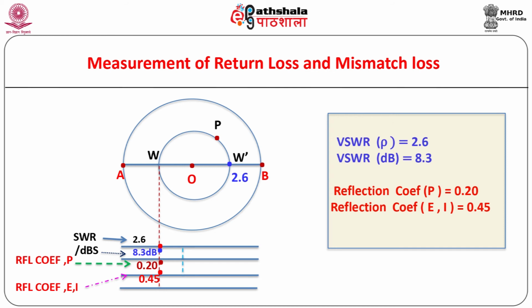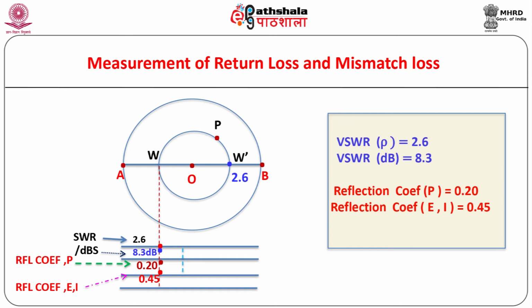The first quantity is VSWR. Its magnitude is 2.6 and it is equal to 8.4 dB. The value will be found on the lower and upper sides of the first horizontal scale meant for VSWR measurement, marked SWR/dBS. The number at point W dash also represents VSWR. The second quantity is the reflection coefficient. It is 0.45 in magnitude and this value will be found on the third horizontal scale marked RFL coefficient E or I.